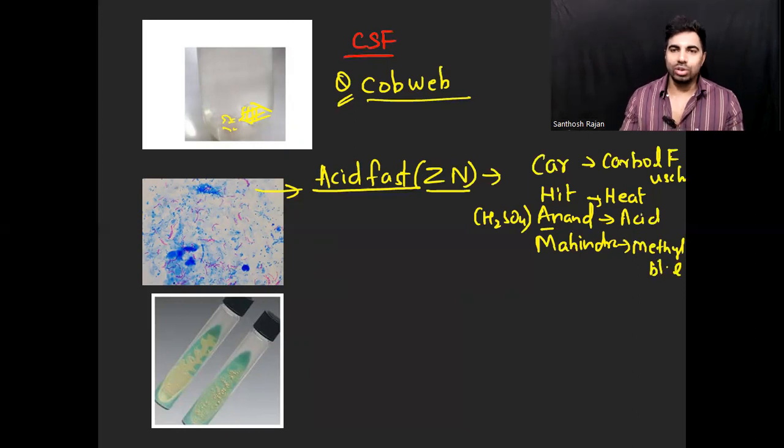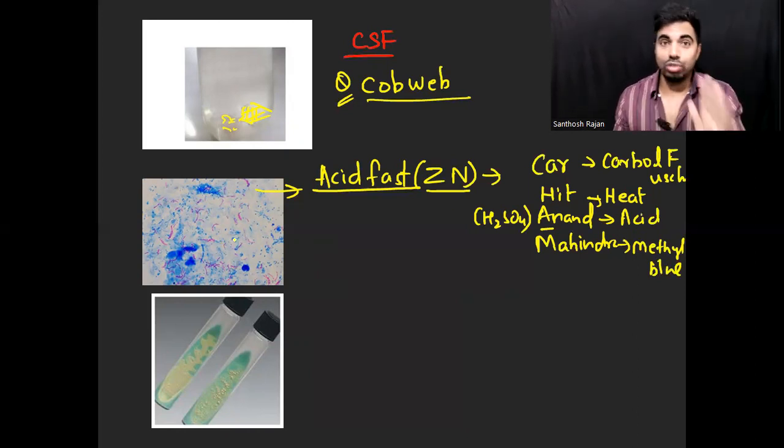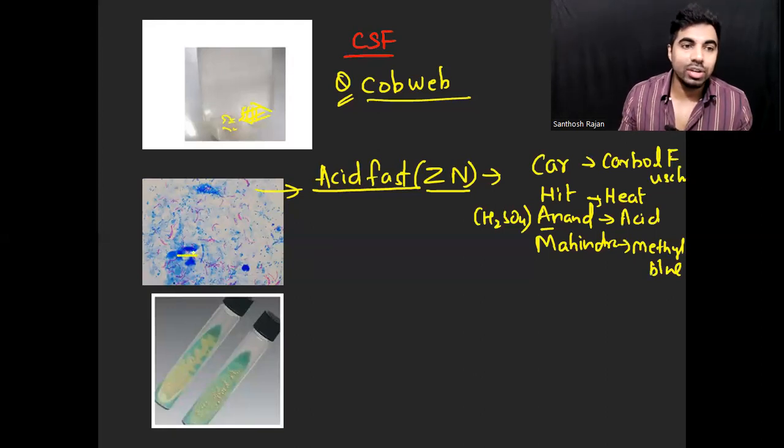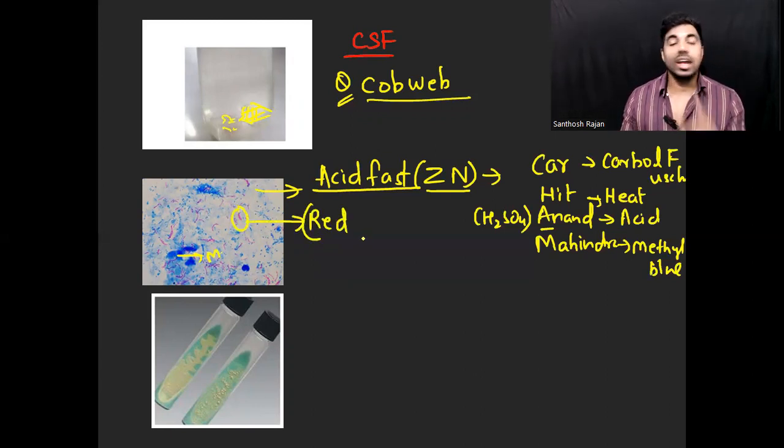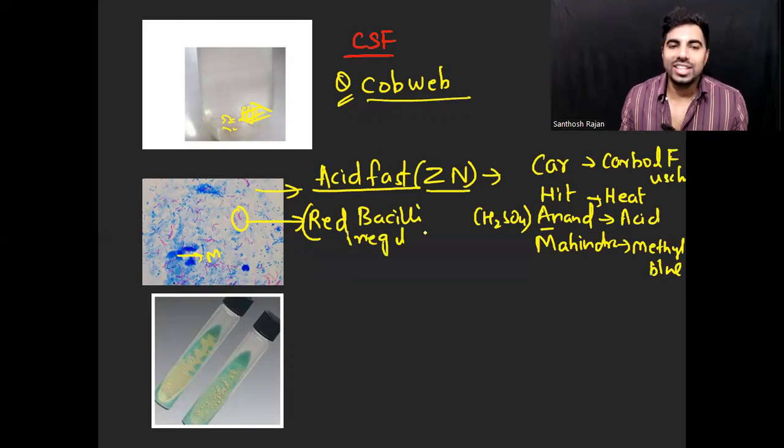This I've talked about previously, but again it's a fast revision. The more revision you do, the better it is for you. This is because of methylene blue. And here, this is carbolfuchsin. What color is it? It is a red color car. Anand Mahindra has a red color car. So it's a red bacilli, irregularly stained. Now, when you talk about H2SO4, do you know how many percent we're using?